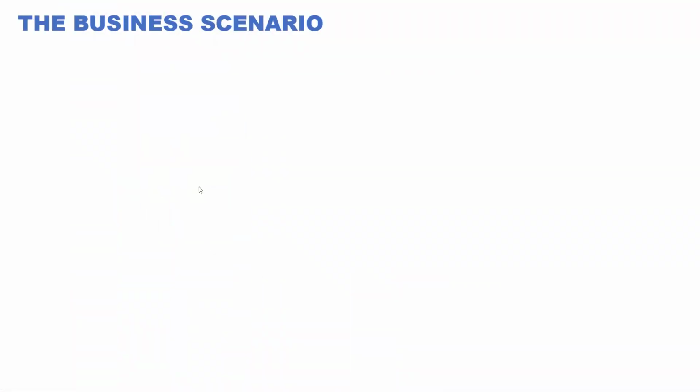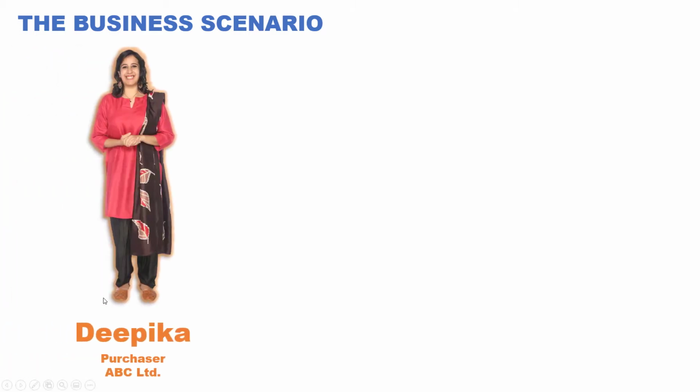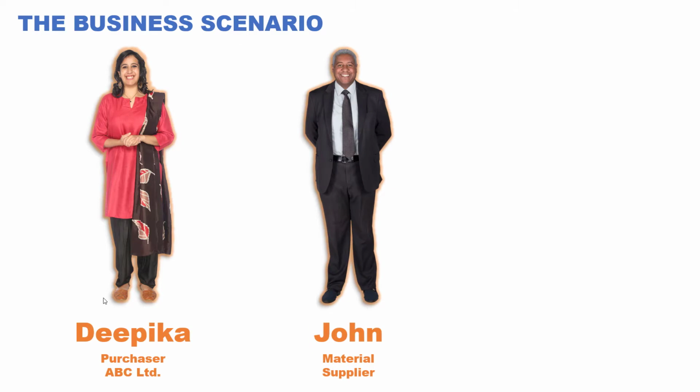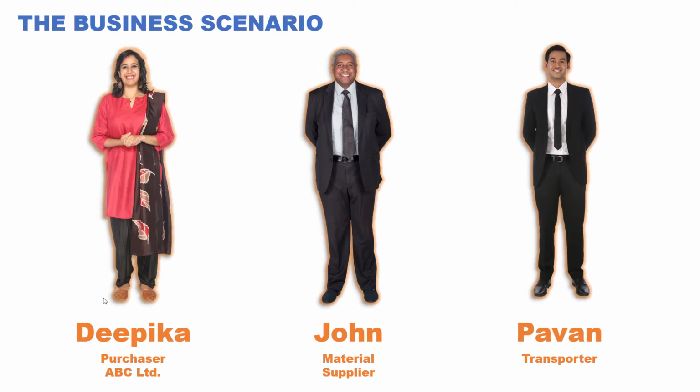To understand the business scenario in detail, let us get introduced to Deepika. Deepika is a purchaser at ABC Limited. She is responsible for procuring raw materials for ABC Limited. For the procurement of raw materials, she has finalized a vendor, John. John would be delivering the goods to ABC Limited. For the transportation of goods from John's premises to ABC Limited, a transporter, Pawan, has been finalized. So Pawan's duty is to transfer the goods from John's premises to ABC Limited.